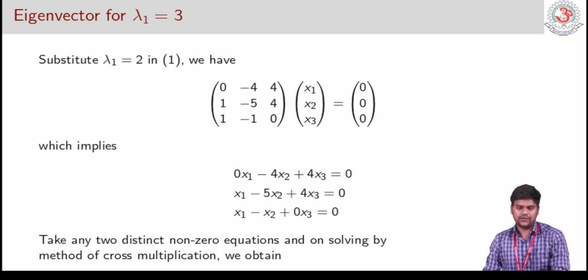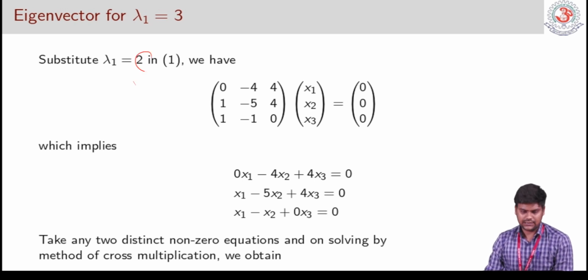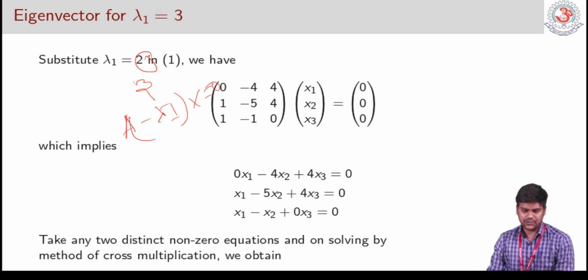Next we will find the eigenvector for lambda equal to 3. Sorry, here 3. So find the eigenvector for lambda 3. We need to substitute the lambda value into A minus lambda I into x equal to 0. After substituting the lambda value, A value and I value in the equation, we will get this matrix.